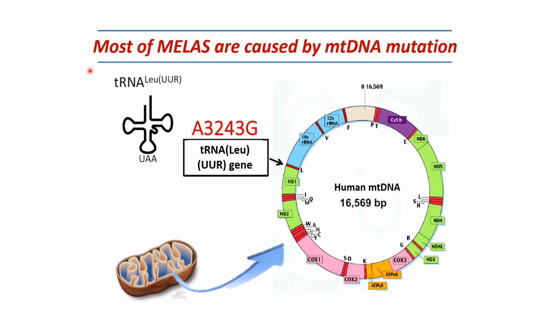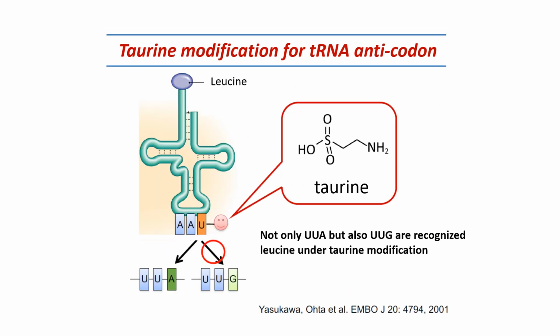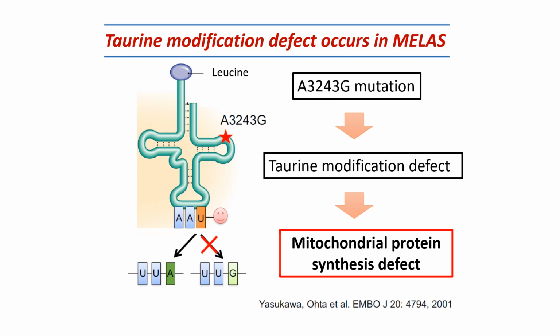So I will talk about the taurine therapy for MELAS. Most MELAS cases are caused by mitochondrial DNA mutation, especially the 3243A>G mutation, which is the most common point mutation in the tRNA leucine gene. Through taurine modification of the tRNA anticodon, not only UUA but also UUG are recognized as leucine. So a taurine modification defect occurs in MELAS.